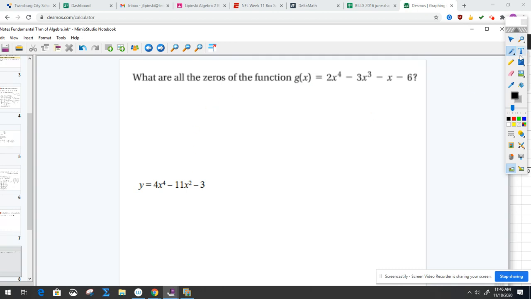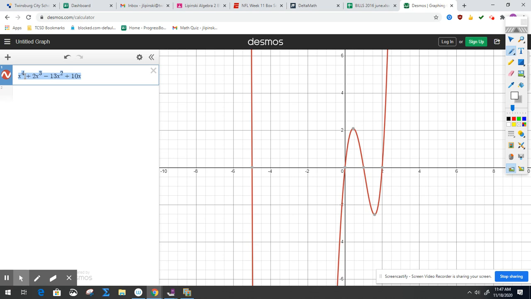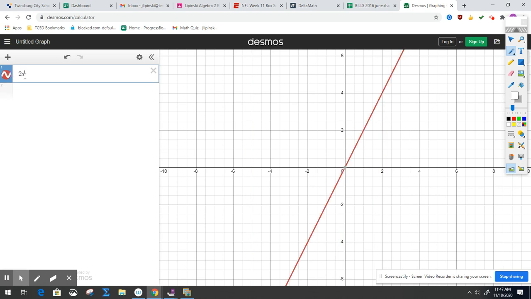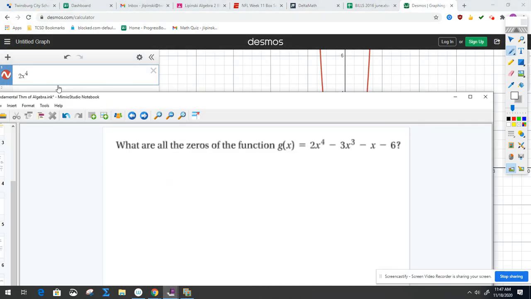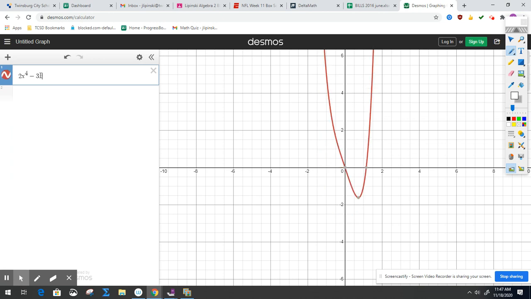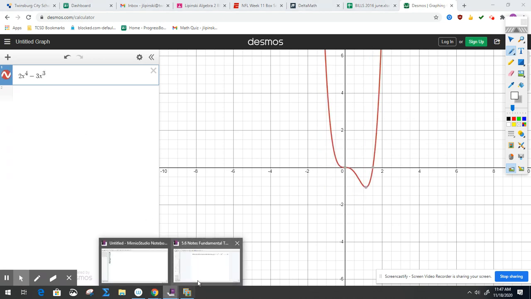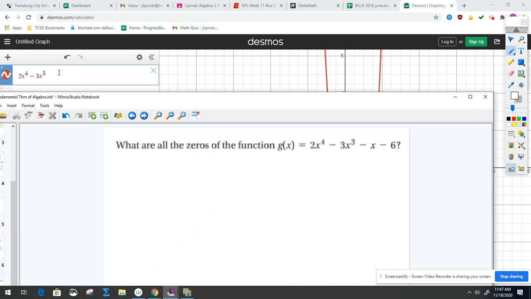So I'm going to look at this problem right here. I'm going to get rid of this one here. Okay, so let's take a look at this problem right here. And let's go to Desmos and plug this in. Okay, so 2x to the 4th, minus 3x cubed, minus x minus 6.